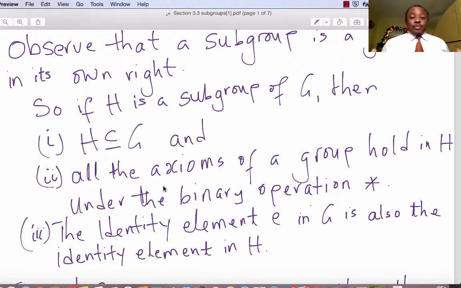So G is a group. It has an identity element. H is a subset of G. H is also a group in its own right. It has an identity element. Are these identity elements the same? Yes, they are. As a matter of fact, if there are n different subgroups of G, they all have identity elements, and the identity element is going to be the exact same identity element of G.